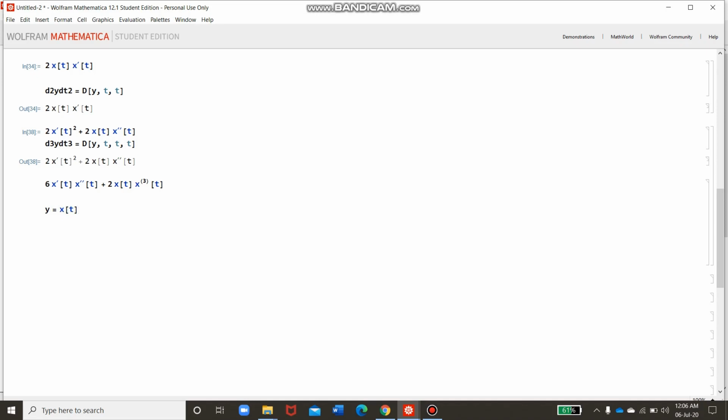So let me cover one more problem, and I want you all to try this particular equation. y is equal to xt, the whole square, plus xt, the whole cube. So try this out, pause the video, try this out by yourself and see. Find till d3y by dt cube.